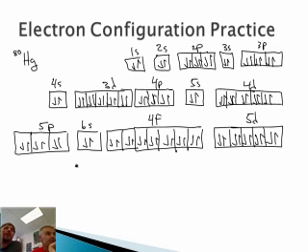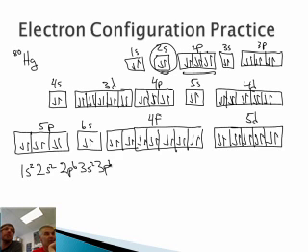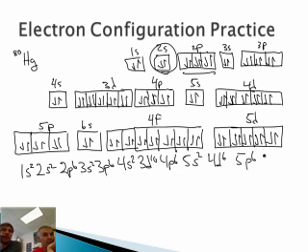All right, electron configuration. 1s2, 2s2, 2p6, 3s2, 3p6, 4s2, 3d10, 4p6, 5s2, 4d10, sorry, my mistake, 5p6, 6s2, 4f14, 5d10. My word. Okay. Now, shortcut.